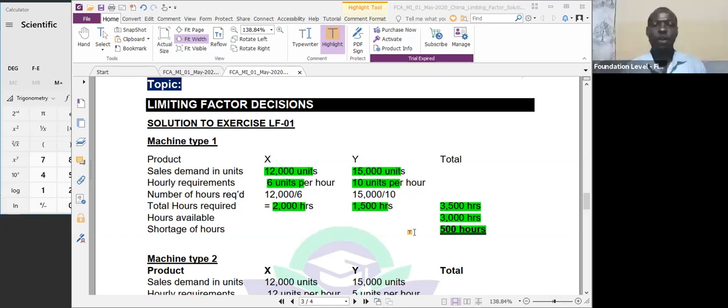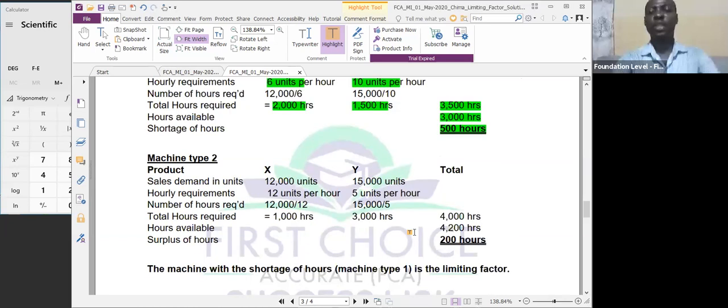It means that the production demands 4,000 hours. Okay, so how many hours do you have available? The question says you have 4,200 hours. So you check here now, you have 4,200. So it means that out of the 4,200 hours you have available, you are only using 4,000. That means you have a surplus of 200 hours.